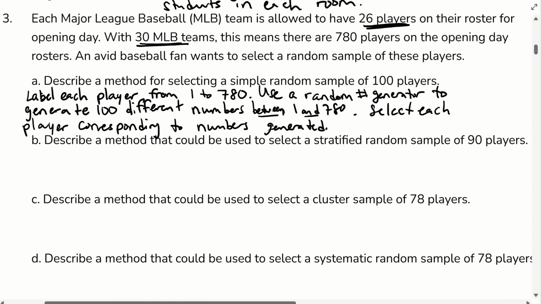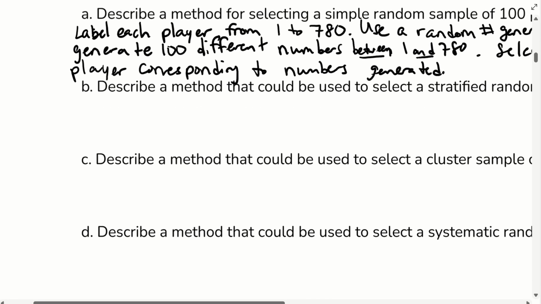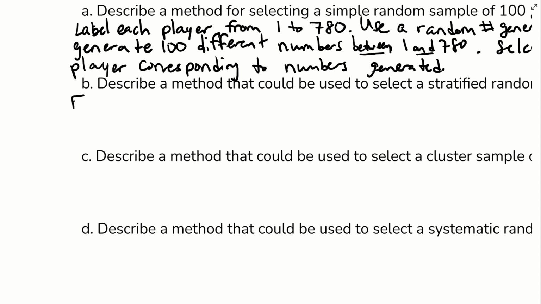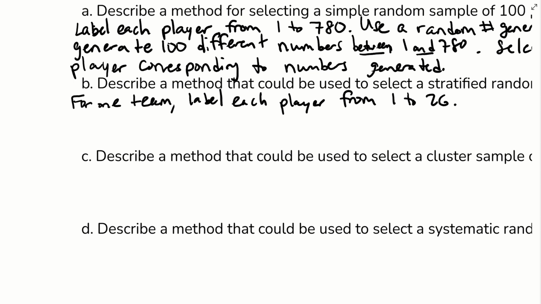All right. So then generate 3 different numbers between 1 and 26. Then you repeat this for each team, for all 30 teams. All right, so let's do it for one team. So for one team, label each player from 1 to 26.